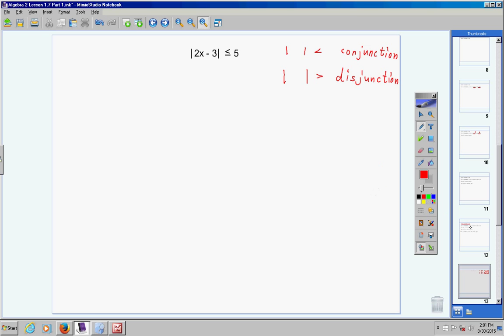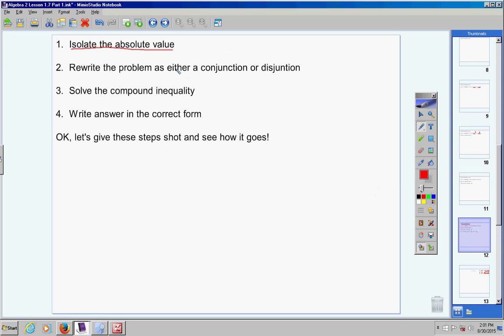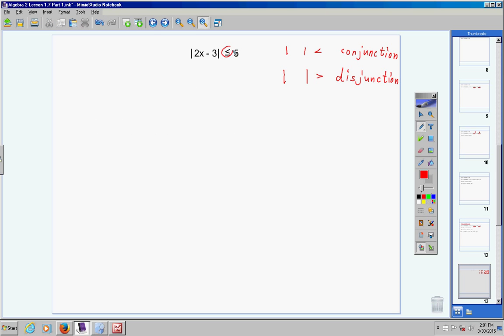That's why step 2 said rewrite the problem as either a conjunction or a disjunction. It all depends on which direction your inequality symbol is facing. Got it? And notice I put absolute value then the inequality symbol because the absolute value is on the right side. That's totally different. We're not going to solve any like that, okay? So it's absolute value, then less than, you have a conjunction. If it's absolute value and then greater than, it's a disjunction. Now you're just going to have to remember that.